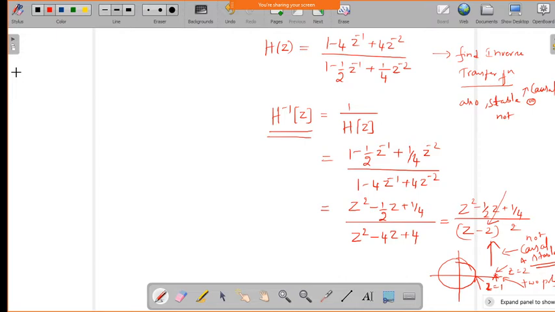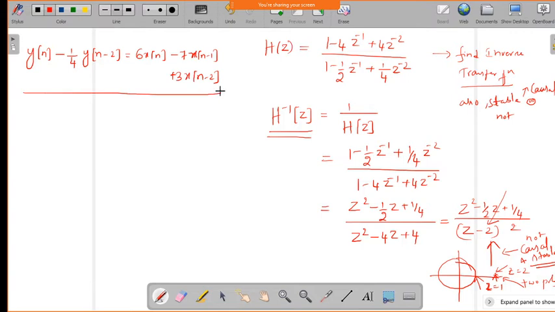Find the transfer function and stability of the system described by the difference equation, which is given by y of n minus 1 by 4 into y of n minus 2, equal to 6 into x of n minus 7 into x of n minus 1 plus 3 into x of n minus 2. So now this is the difference equation which is given. Find out the transfer function from this, then you will come to know the system's roots, then we can find out whether it is stable or not.